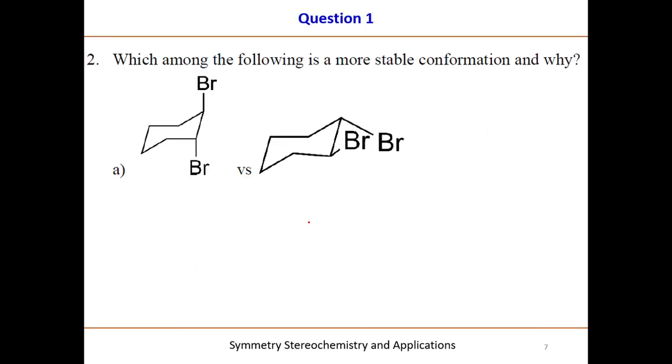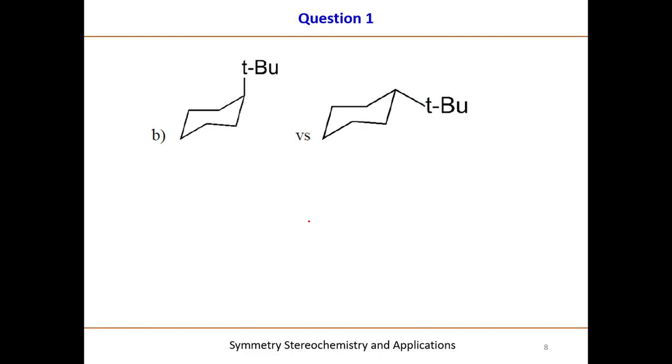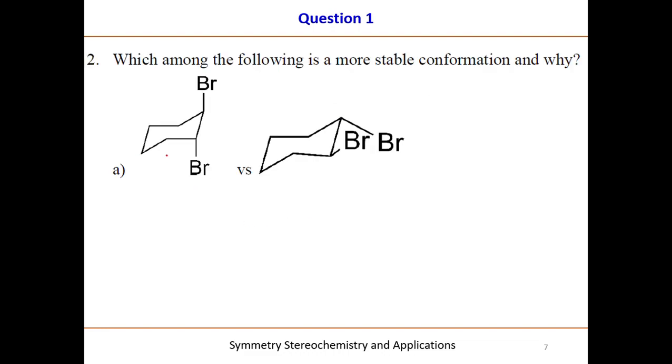This is the first question. In this question, we have to find out the most stable conformation and why, we have to discuss here. So you can see here, this is 1,2-dibromocyclohexane, and it is a trans form. Why is it trans? Because these two bromines are present on axial. If you draw it in planar form, you will see here.